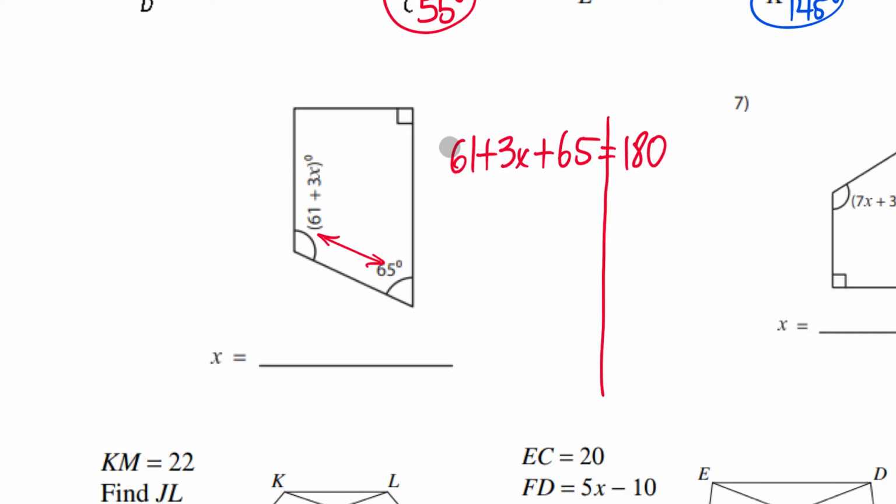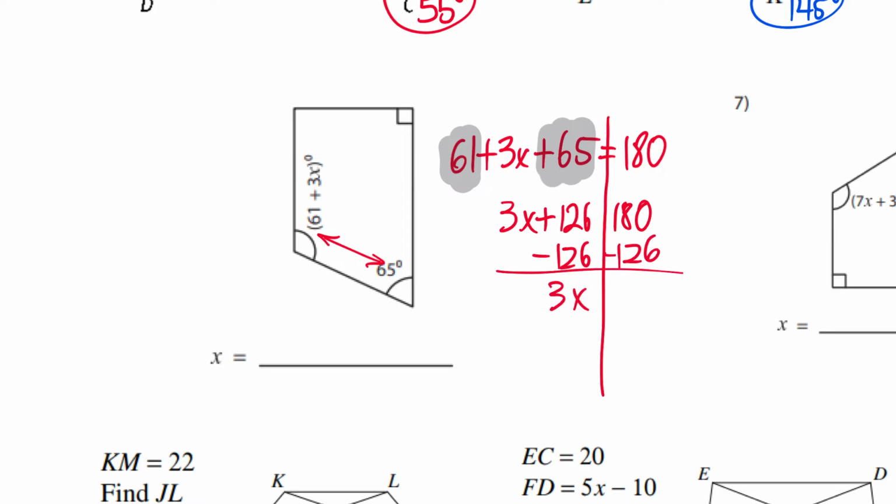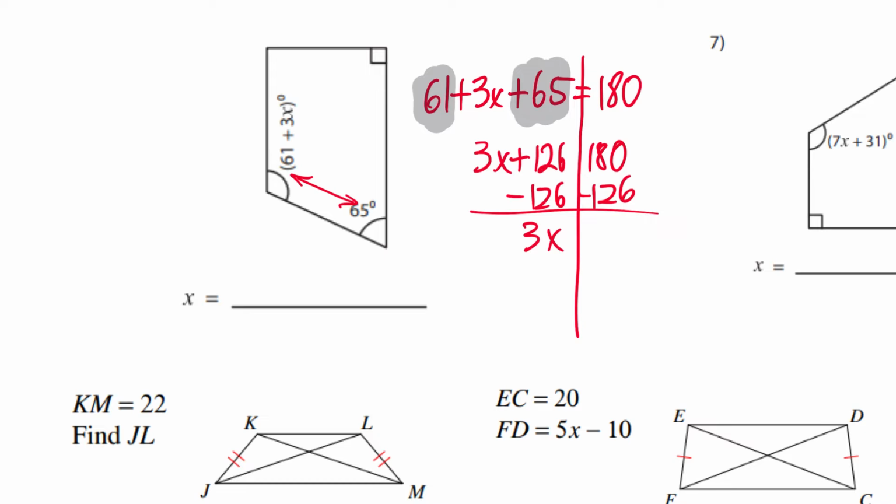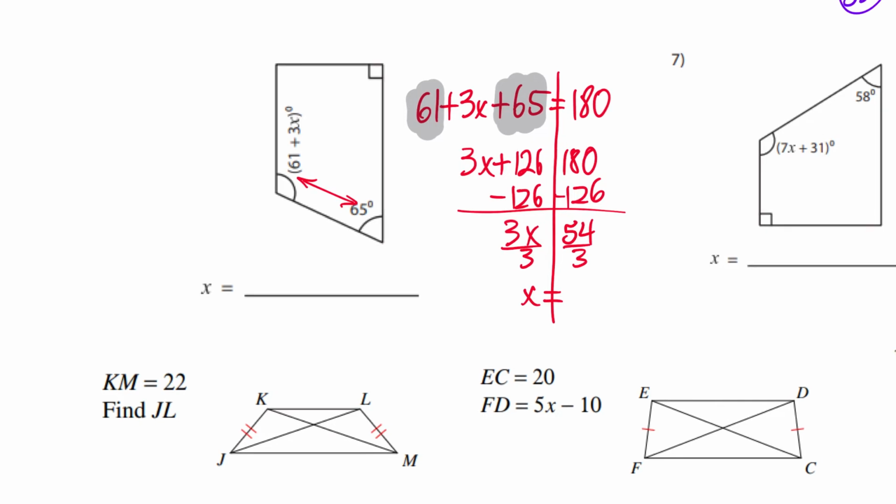Okay, so we're going to combine like terms here, which the 3x is by itself, so that just stays as 3x. What's 61 and 65 make? 126 equals 180. We're going to subtract 126 on both sides. So 3x equals 54. Divide both sides by 3. And so x equals 18.